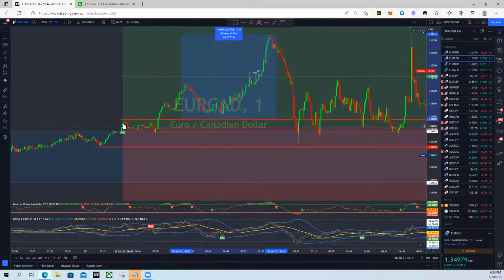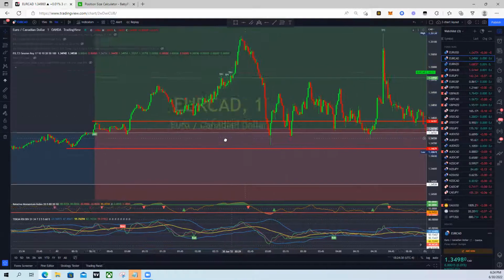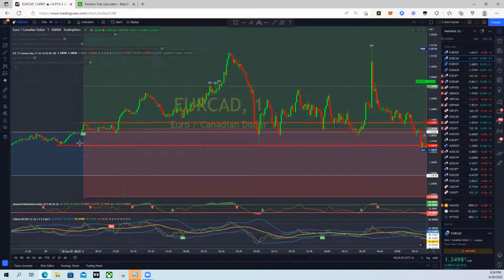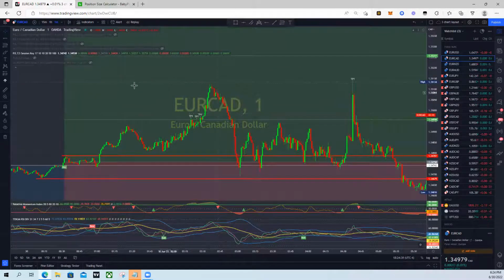Not only did it happen once, twice, it came all the way back down and gave you another entry right back out of the zone. So again, our main goal, we want to buy. We know we want to buy. We're noticing that the market is going up. Where do we want to buy? Do we want to buy?